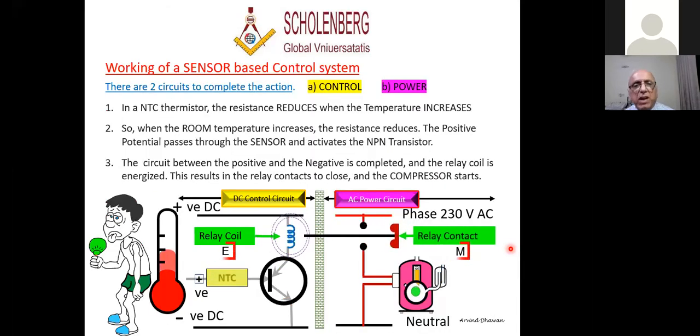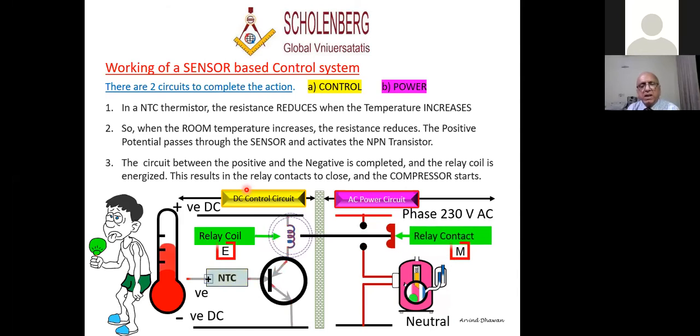Now take a look at the working of a sensor control system. The complete system is explained to you out here, right? In an NTC thermistor, the resistance reduces when the temperature increases, which I've already told you. So when the room temperature increases, the resistance reduces, the positive potential passes through the sensor and activates a transistor. The circuit between the positive and negative is completed. So once the voltage flows through the NTC, we energize a relay. Electronically, we energize the relay. That is done through a transistor.